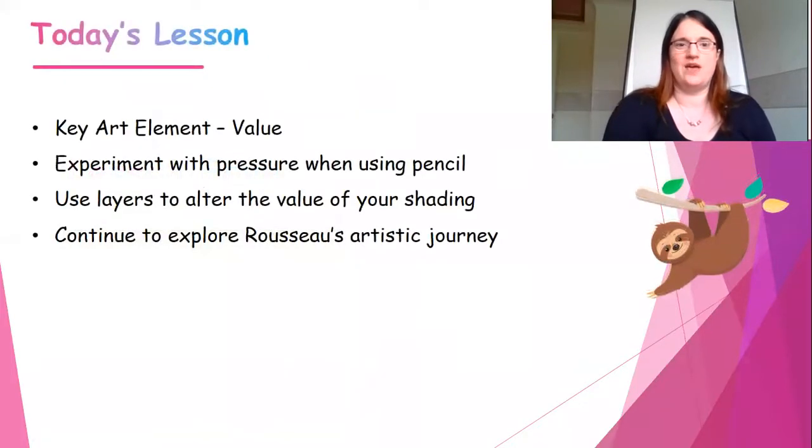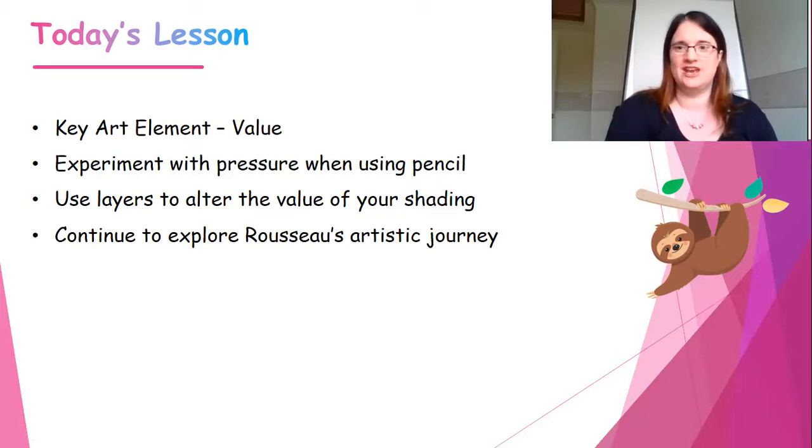So today we are looking at the key element of value, and that's to do with the light and darkness. And we'll find out a little bit more about that in a minute. We're going to continue experimenting with the pressure we use on our pencil. We're going to use layers to alter the value of your shading. And we're going to find out a bit more about Russo.